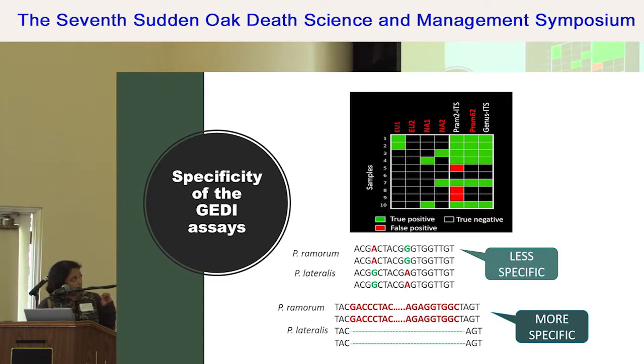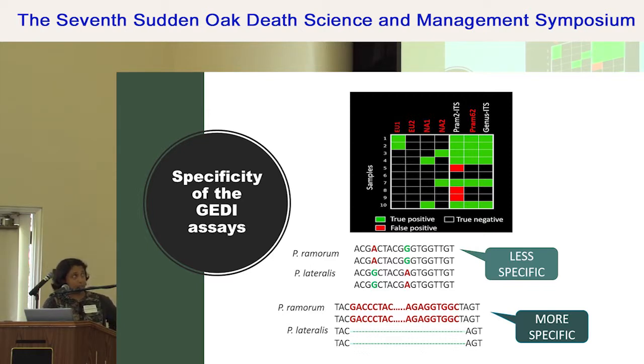So what's great about these unique genes is that they give a lot more specificity. Like if we use a universal target, such as the ITS, to create a real-time PCR detection assay to differentiate between closely related organisms, such as Phytophthora ramorum or Phytophthora lateralis, the differentiation is based on a few nucleotide differences. So it's easy to get false positives.